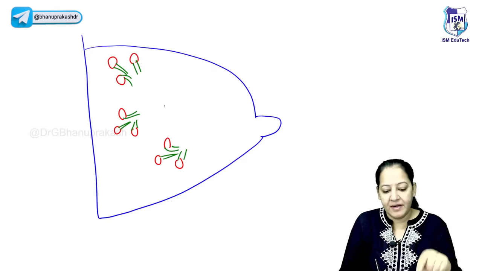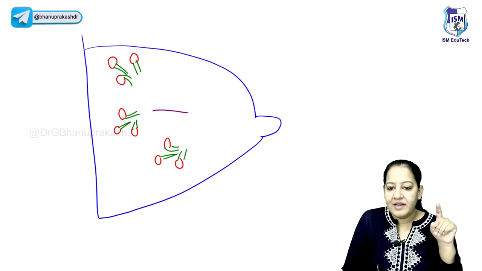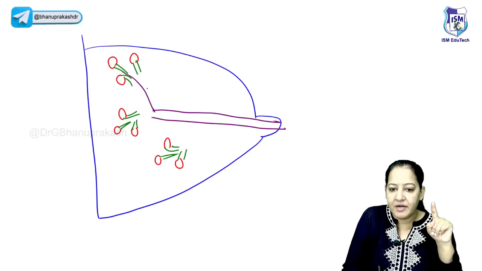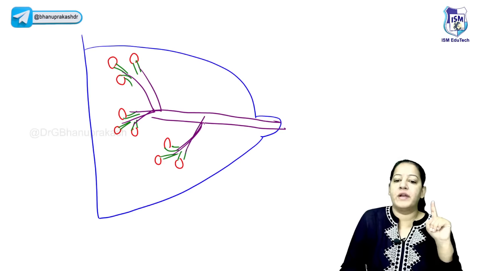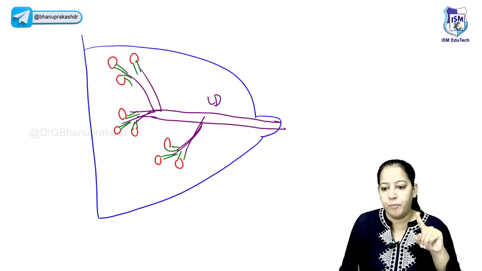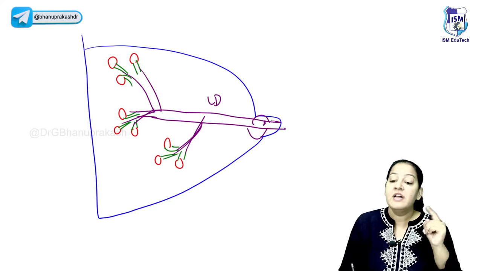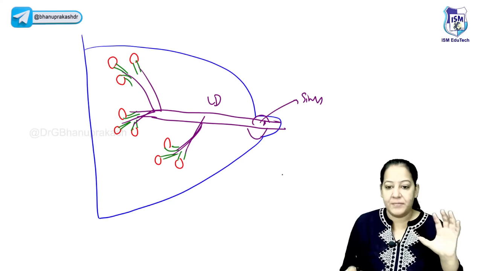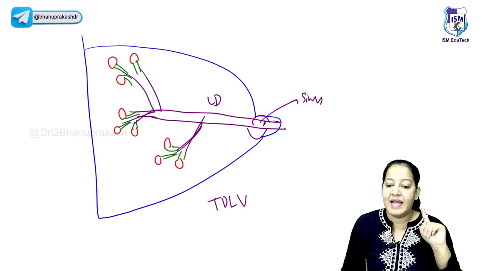Now, multiple terminal ducts open in the lacticiferous duct, which opens in the nipple. Can you see they combine together and open in the lacticiferous duct. This is the lacticiferous duct, and ultimately it opens in the nipple. You can see just below the nipple, there is a dilatation in the lacticiferous duct, which is known as the lacticiferous sinus.